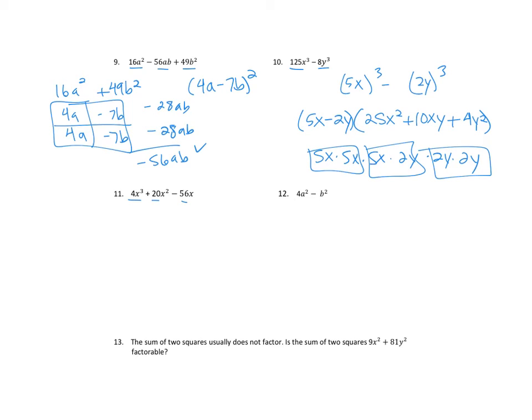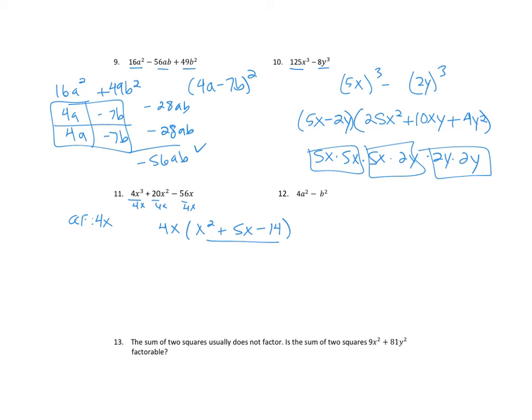For number 11, is there a common factor? And there is x. Oh, what about the number 2 or 4? Yep, 4. So we want to factor out the 4x from this trinomial and see what remains. That'll be x squared plus 5x minus 14.